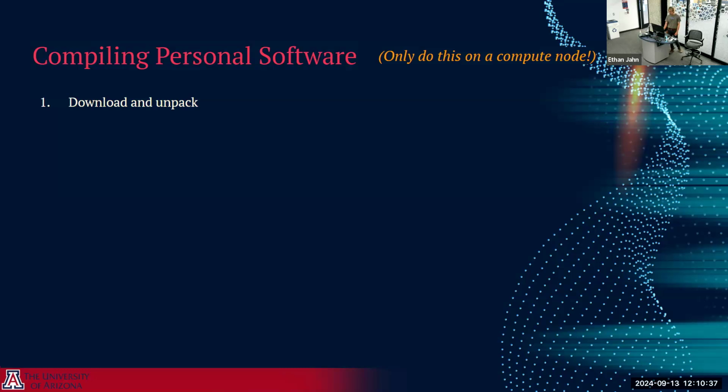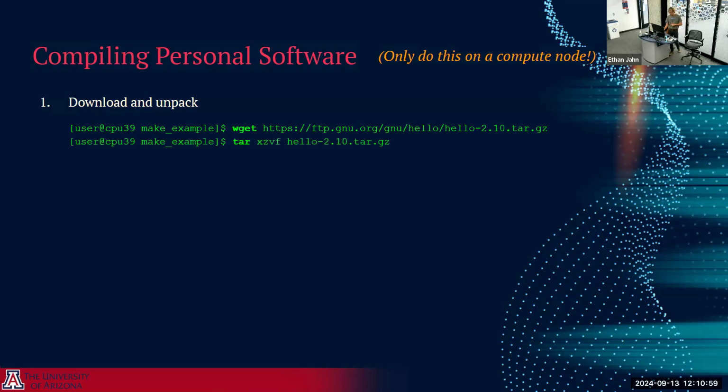I'll give you some commands here. The first step would be to download and unpack the software. Here we see the prompt on the left-hand side, user at CPU 39 in the folder called make example. I'm issuing the wget command to download the GNU Hello program from that link. Once I've downloaded it, I would extract it with this command. The tar is the archive utility. This would expand that folder. And then I would change my directory to move into that folder.